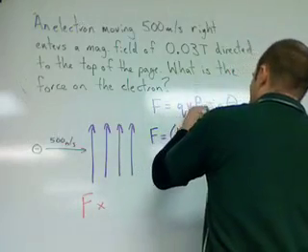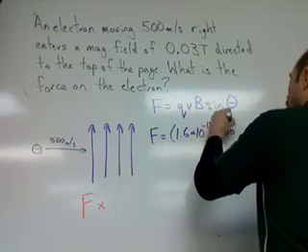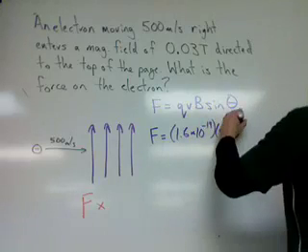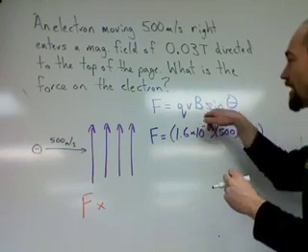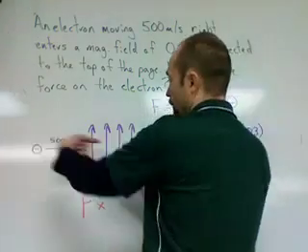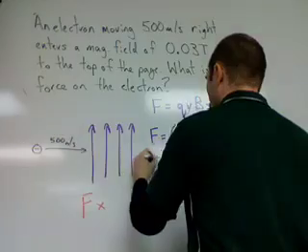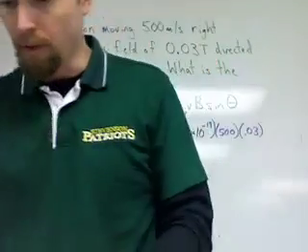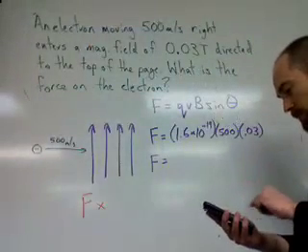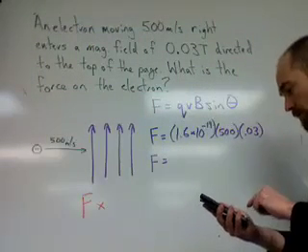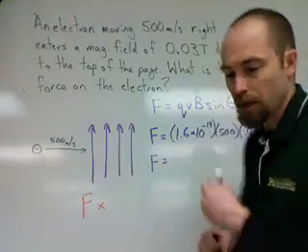1.6 times 10 to the minus 19th times my v, which is 500 meters per second, times my B, which is 0.03, and then sine of 90, because the angle between the two is 90 degrees, which is just going to be 1. Okay? So now I got to do the math here. Let me grab my calculator. 1.6 e minus 19 times 500 times 0.03, and you get 2.4 times 10 to the minus 18th.